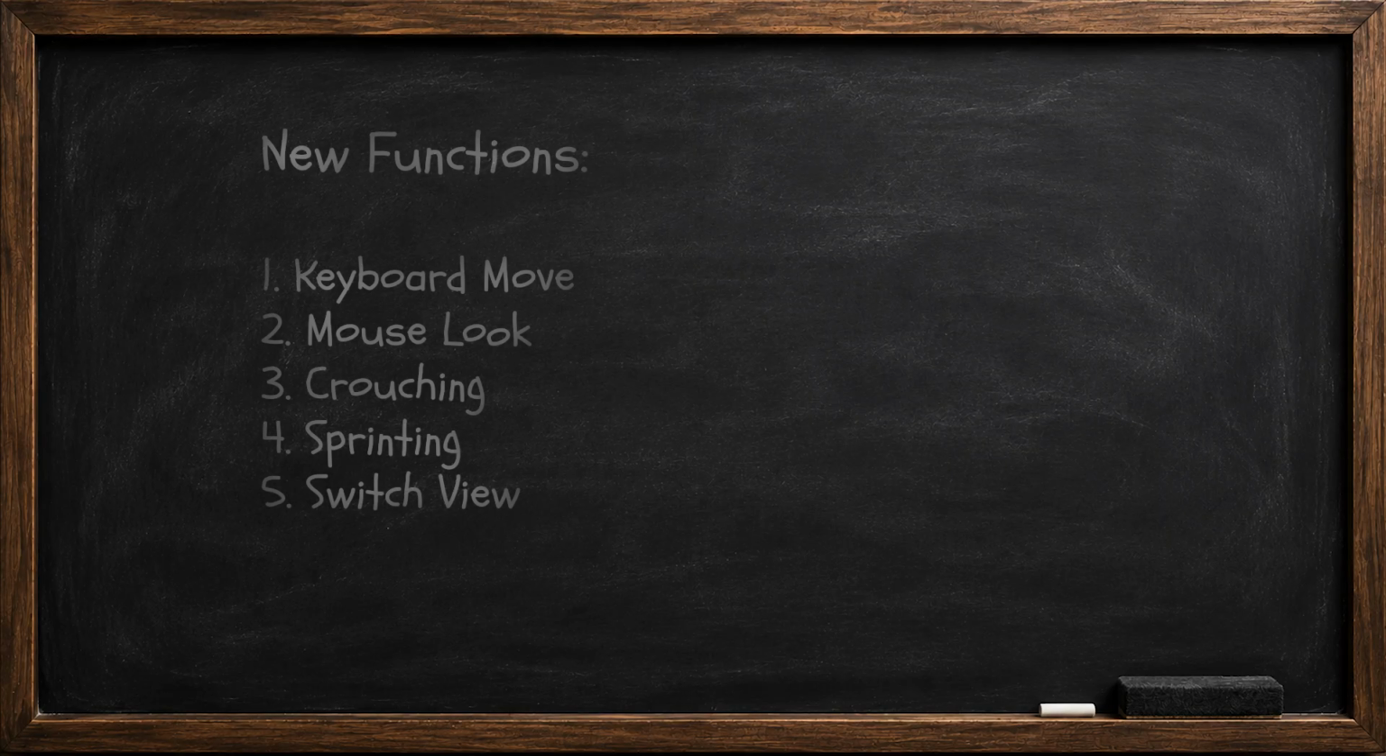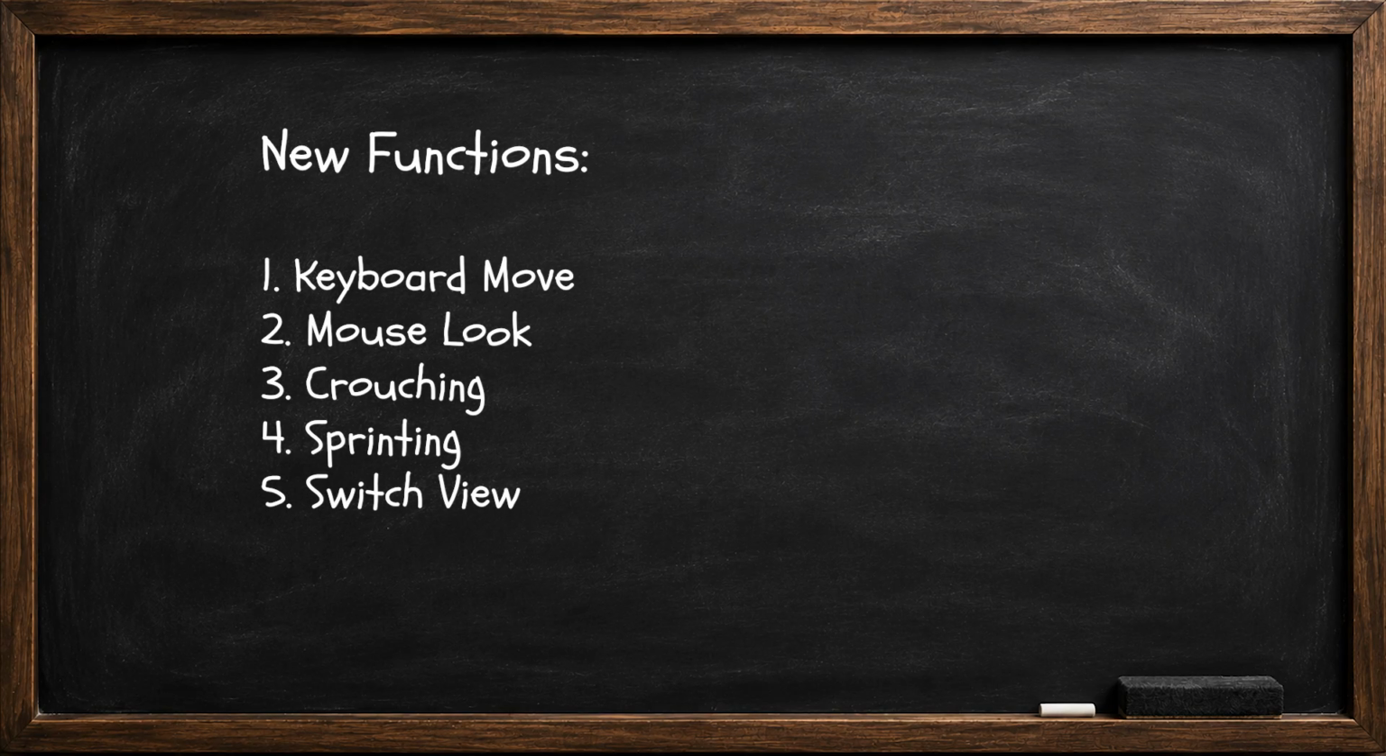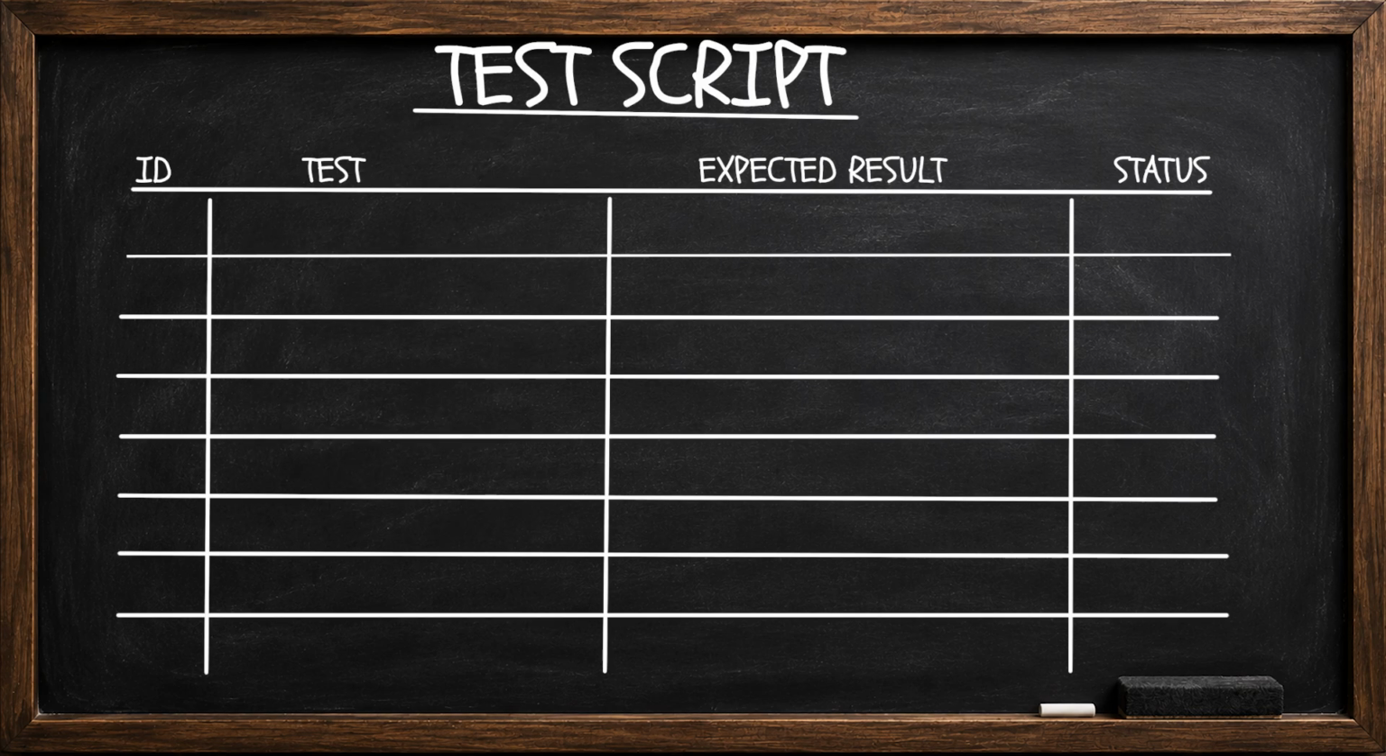When building a test script for new development, typically what you do is you list the functions that you've introduced. In this case, we have introduced keyboard moving, mouse look, crouching, sprinting, and switch view. So let's add each of these test requirements into our test script.